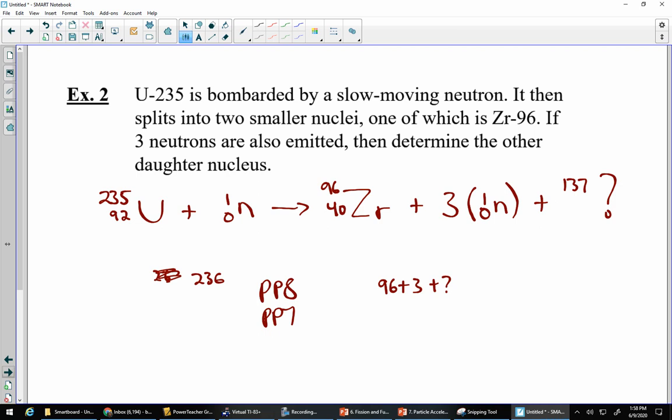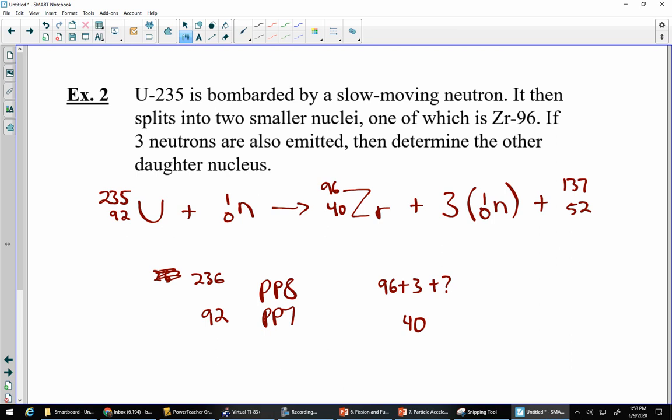Nice. Okay, perfect. Then the bottom numbers. I've got 92 positives on this side, so I need 92 positives on this side. So far, I've only got 40. That's a lot easier math. I should have 52 positives on this side. Now, all I've got to do is figure out what's got 52 protons.